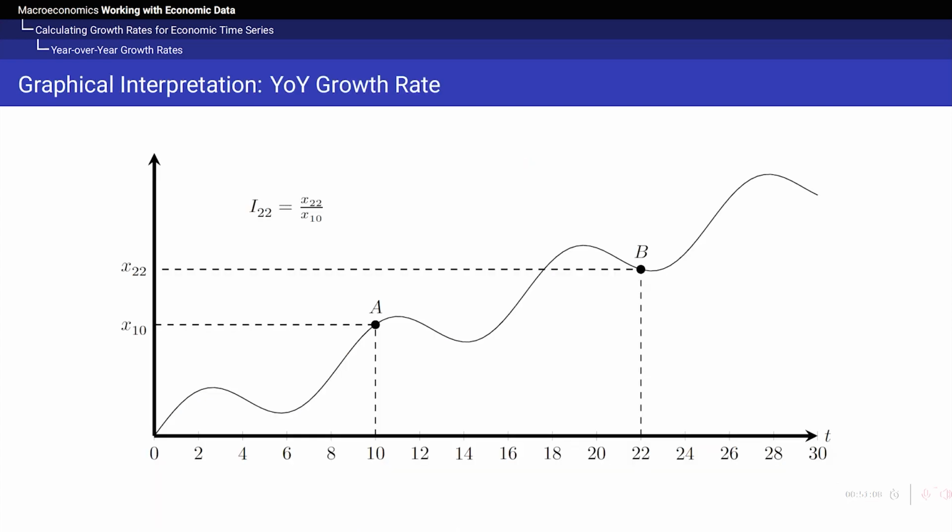This point is well illustrated on this graph. The year-over-year growth rate in period 22 is calculated as the ratio of x22 over x10. This growth rate is going to be positive, obviously, because x22 is greater than x10. However, we can clearly see that for a number of periods leading to point B, the variable was actually falling. So, using the year-over-year growth rate does not allow us to determine this fact, and that's where the delay comes from.